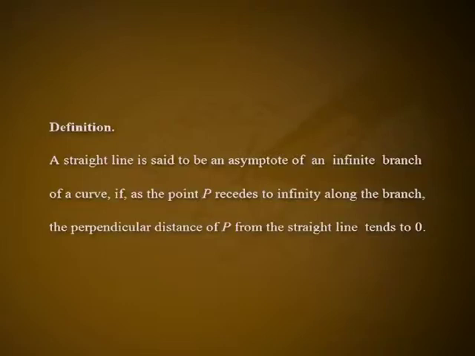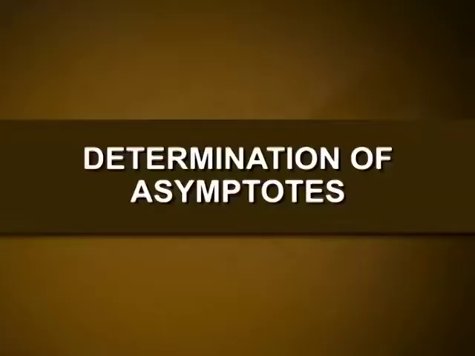Definition: a straight line is said to be an asymptote of an infinite branch of a curve if, as the point P recedes to infinity along the branch, the perpendicular distance of P from the straight line tends to 0. For example, the line x = a is an asymptote of the cissoid y²(a − x) = x³. It is easy to see that as the point P(x, y) moves to infinity, its distance from the line x = a tends to 0.